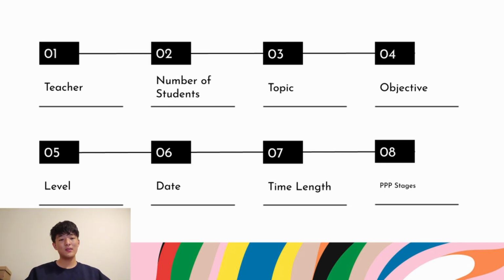The date is the date where you're going to give the class or the lesson. Seventh is the length or duration of the class. We don't want it to be too long or too short. We want it to be very well managed also. We don't want to be taking up other classes' time. And eighth is the PPP stages, which I will be talking about later.